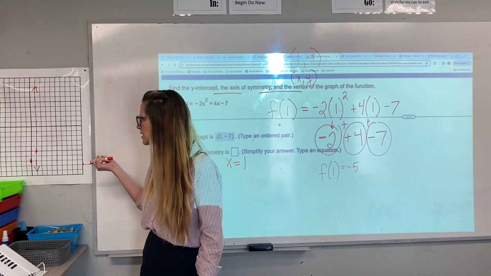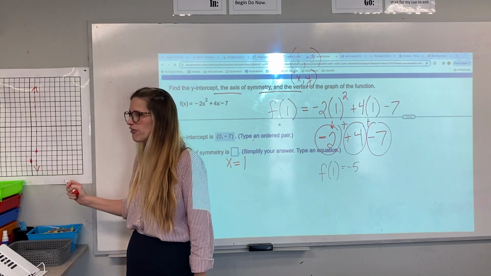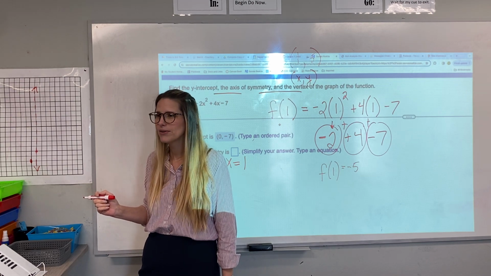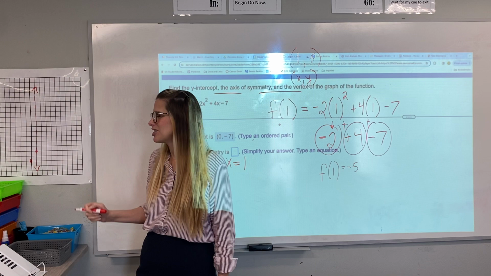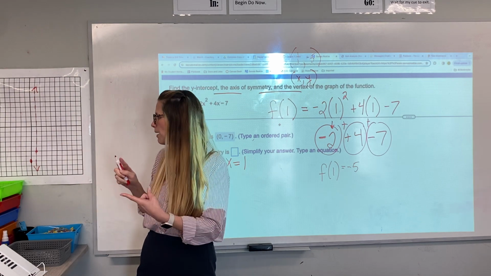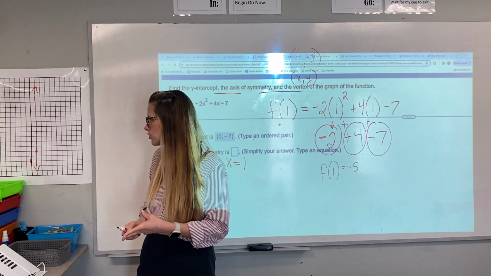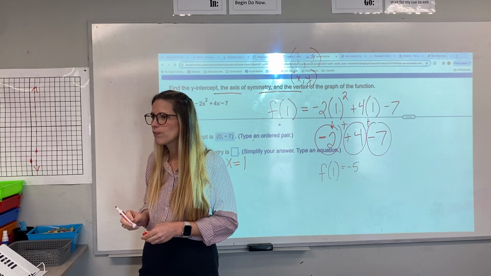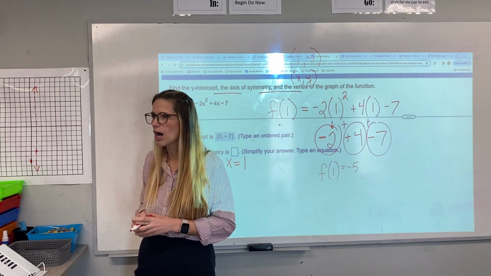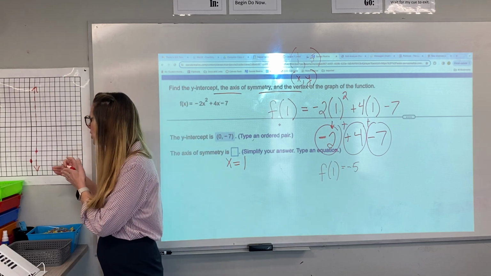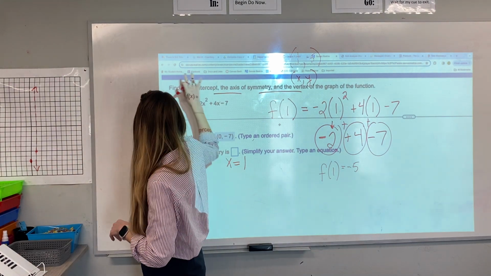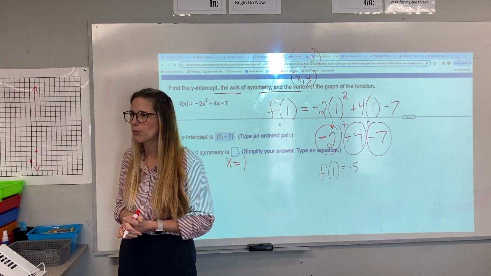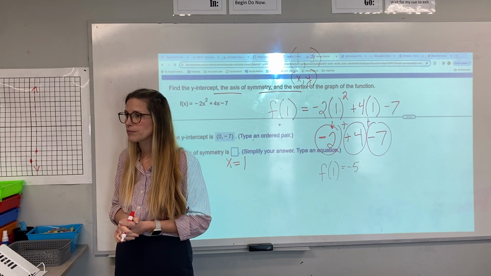How can I very easily, just by looking at this, graph my third point? Hello? How could I graph my third point just by looking at this? I know my vertex, I know my y-intercept, and I know my axis of symmetry. How can I graph a third point on this parabola just by looking at what I already have? I don't even need my function, I don't need my numbers, I'm just looking at it. How do I graph my third point just by looking at it?